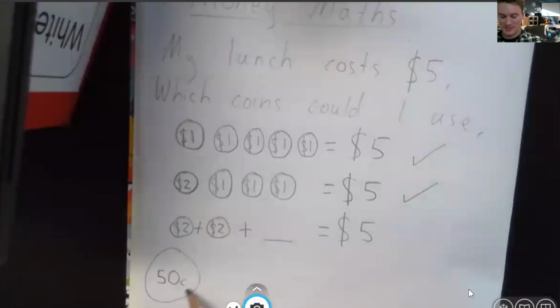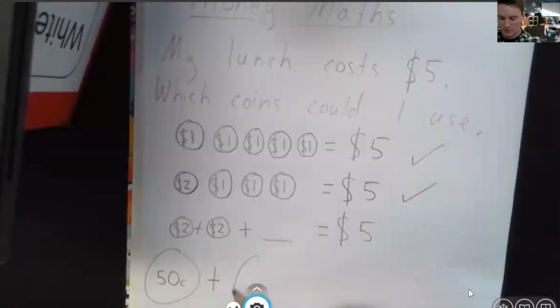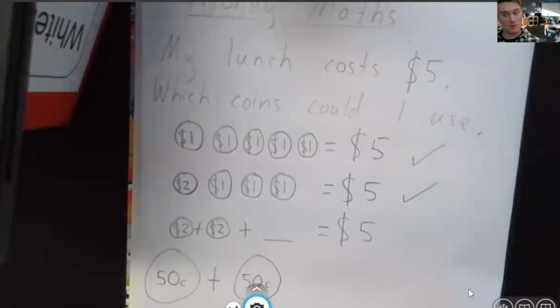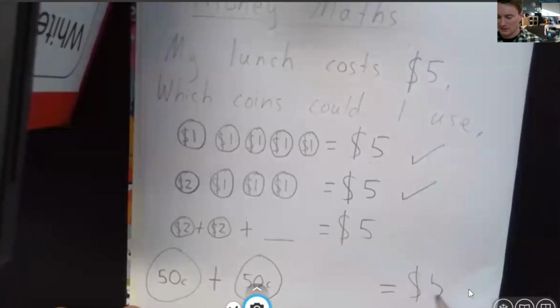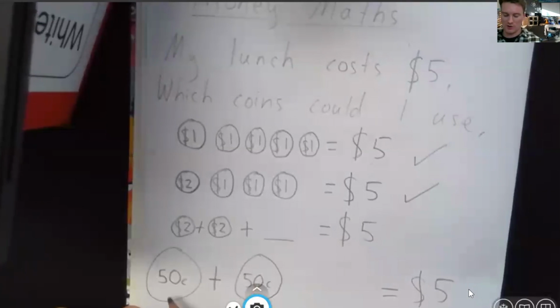So 50 cents plus, how can we get to $1? Well, if we added another 50 cents, then we would be at $1, but we don't need $1, do we? We need $5. So we've got $1. So how are you going to add another few coins? What coins are you going to use? So draw in your own coins there, okay?